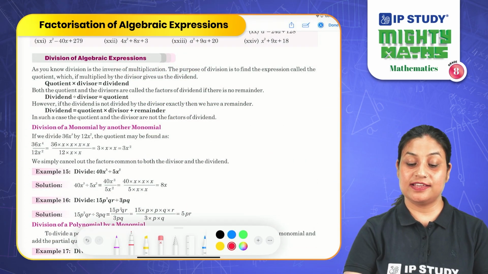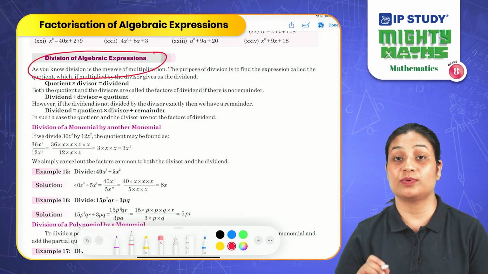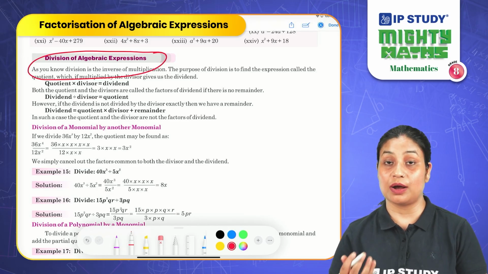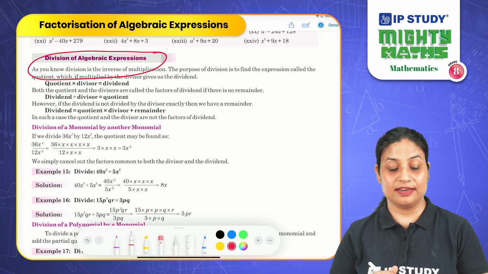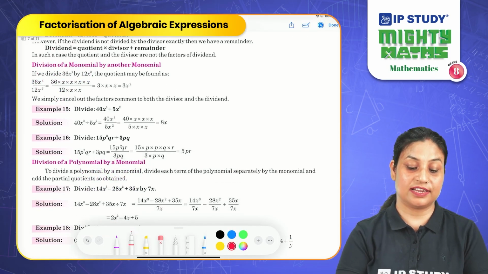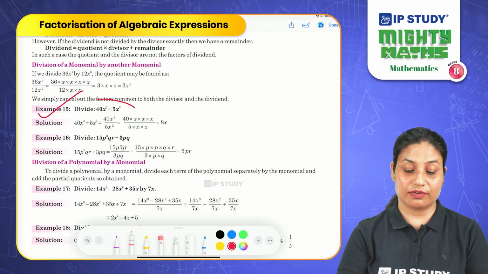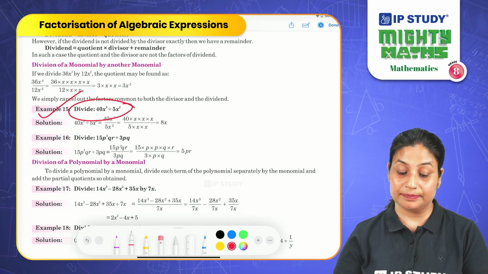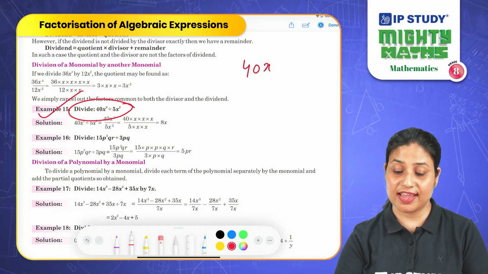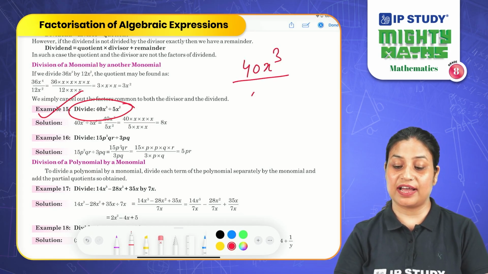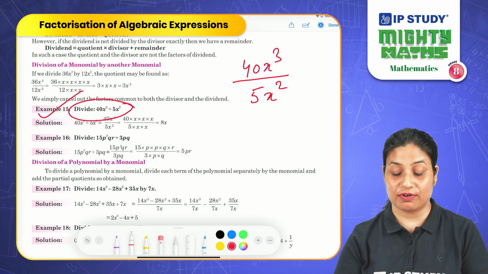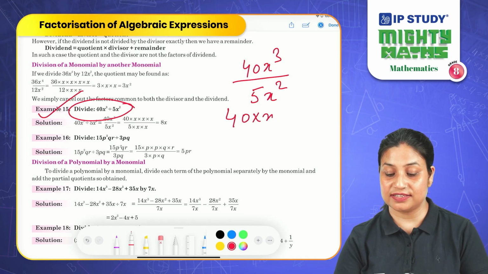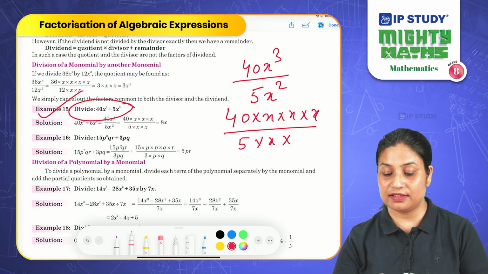So the next topic is division of algebraic expressions. So here in this section, we are going to find out how to divide two algebraic expressions, right? So in order to understand that, let's take an example over here. Let's take example number 15. So here what we have to do is divide 40x raised to the power 3 by 5x raised to the power of 2. So in order to do that, factorize 40. So I can write 40 like this, and I can write 5 like this.